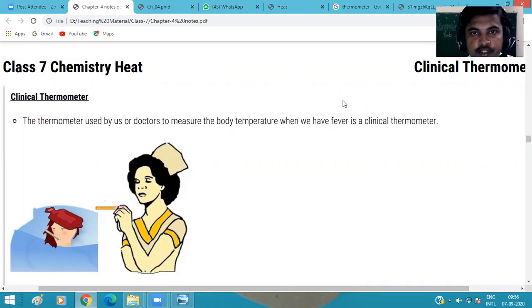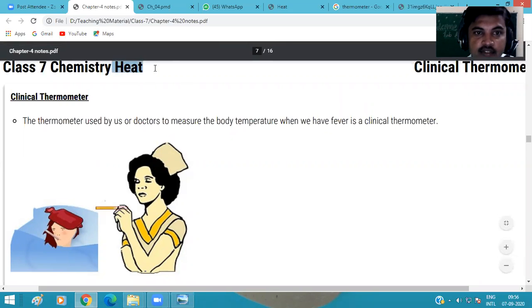From the last few videos, we continue with our fourth chapter of science, that is heat. What is the name of our fourth chapter? Heat. In this chapter, we already discussed temperature and different types of thermometer. Today we continue with the same chapter, and today we discuss the thermometer in description.